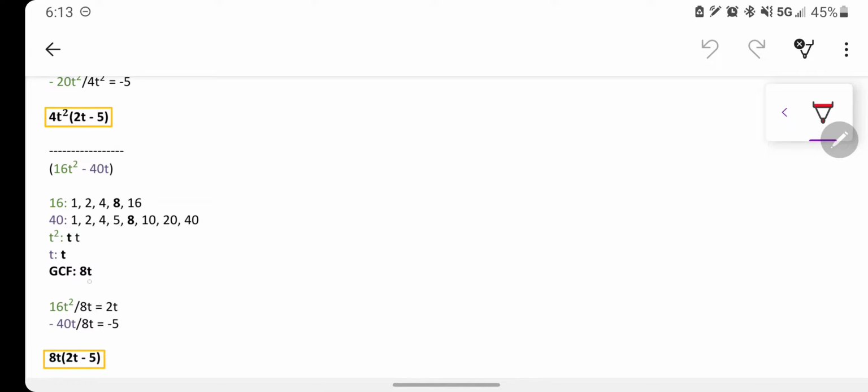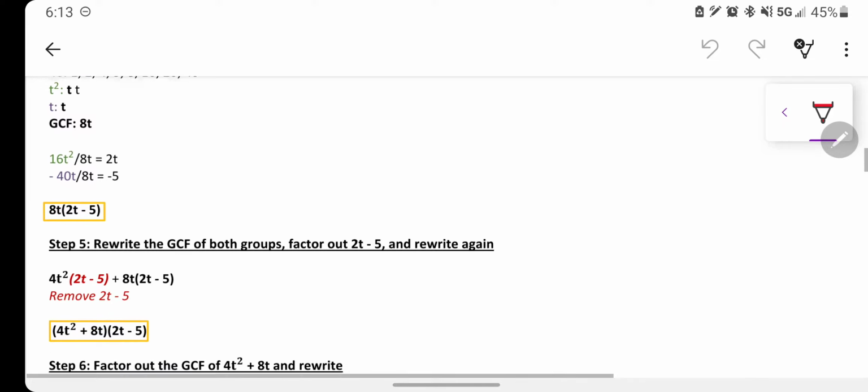And then we divide this 8t with the values. 16t to the second power divided by 8t would equal 2t, and then negative 40t divided by 8t equals negative 5, which would equal the factor 8t times 2t minus 5. Now that we know both of these factors, we're going to bring them on to the next step.